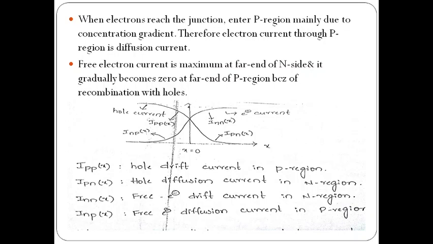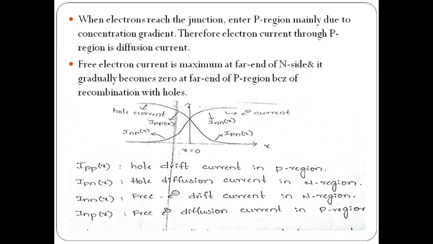Next, free electron current is maximum at the far end of the n side, and it gradually becomes zero at the far end of the p region, because the entered electrons recombine with the majority charges of the p region. So when the entered electrons reach the far end of the p region, the electron current becomes zero. Clear?